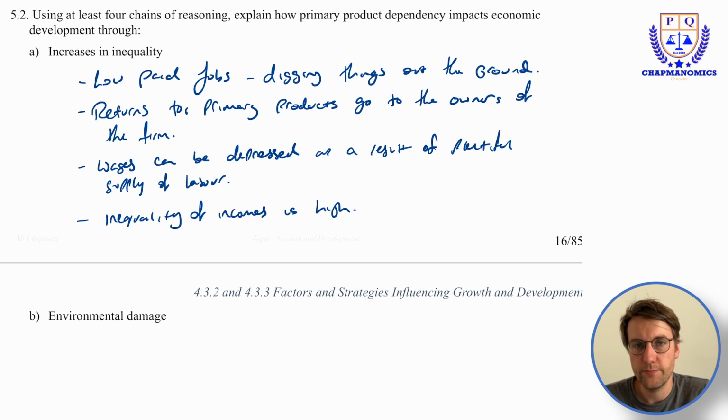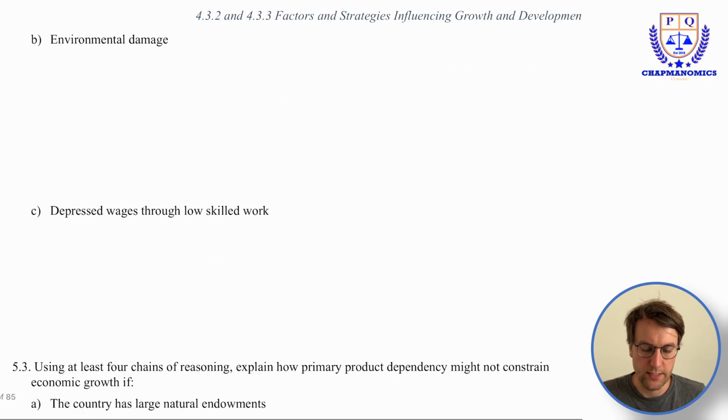You get a lot of people living in poor conditions, and in this case in Zambia in poverty, whilst you have the owners of the copper mines being very wealthy in comparison to them. And so therefore being primary product dependent increases inequality in your economy.